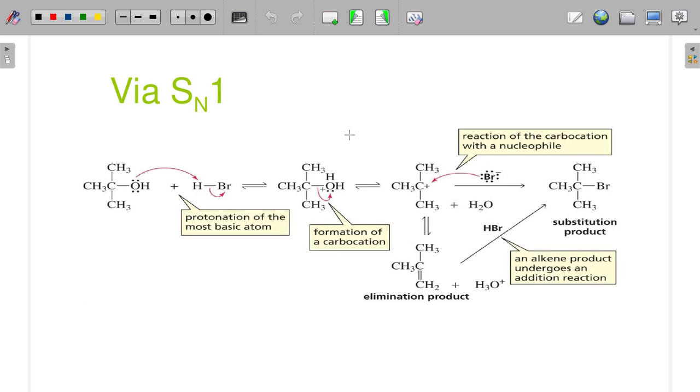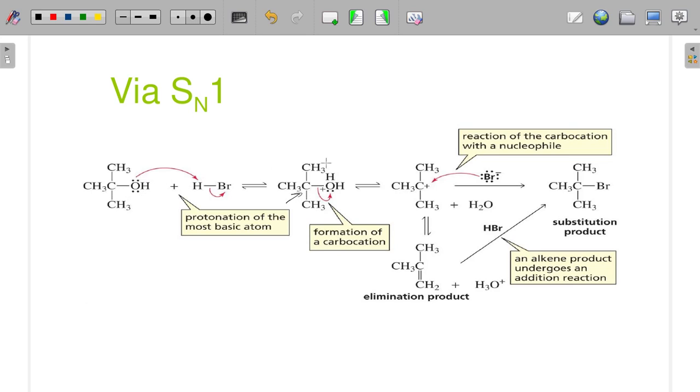Now, the mechanism is believed to be SN1 when we have a tertiary alcohol. And that makes sense because there's no way this is going to do a backside attack, or at least a bromine wouldn't be able to do a backside attack with this thing because that's tertiary. So SN1 is believed to happen.